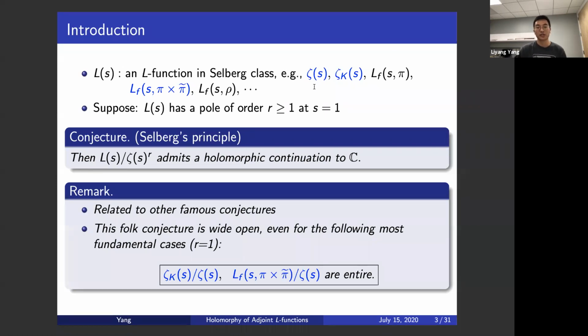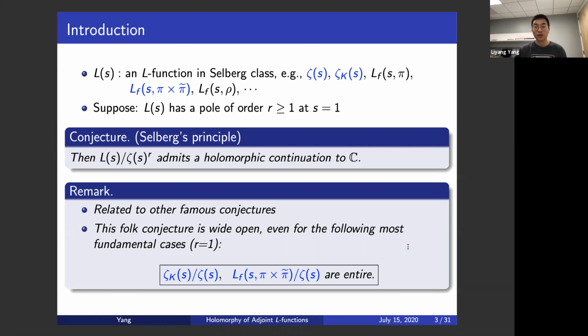However, this whole conjecture is wide open, even for the simplest case. That means just assuming this L function has a simple pole at s equal to 1. And we are looking at the following two cases. One is for the Dedekind zeta function, and the other is for the Rankin-Selberg L function. According to this principle, these two ratios should be entire. And these two objects are the main thing we will talk about in this lecture.